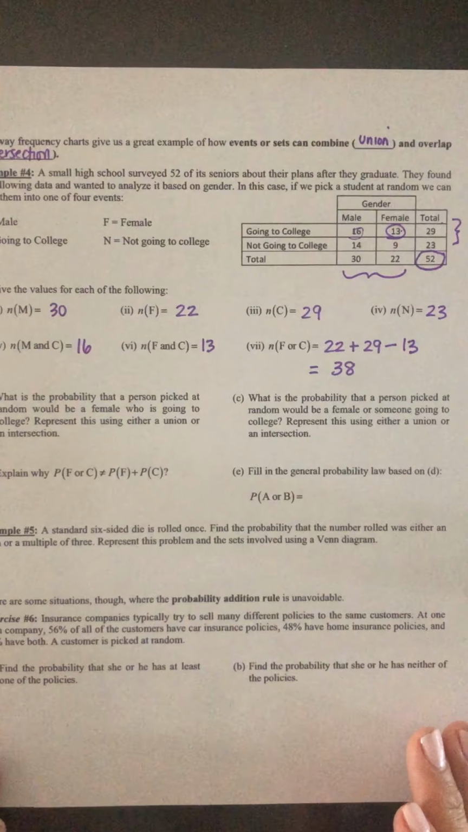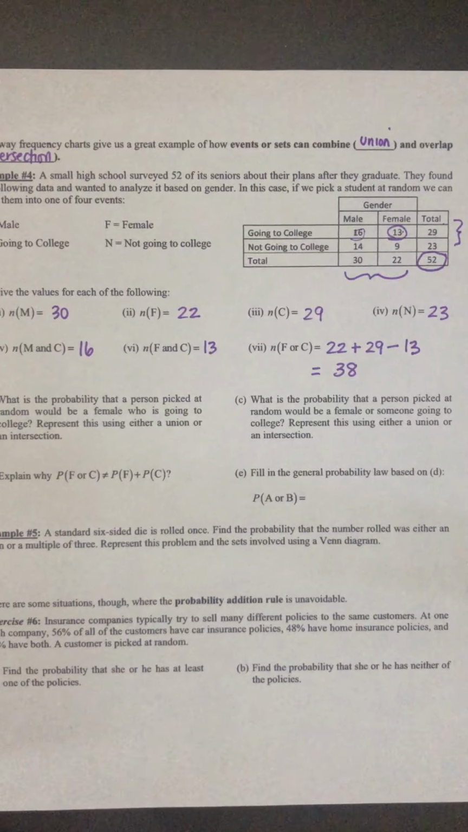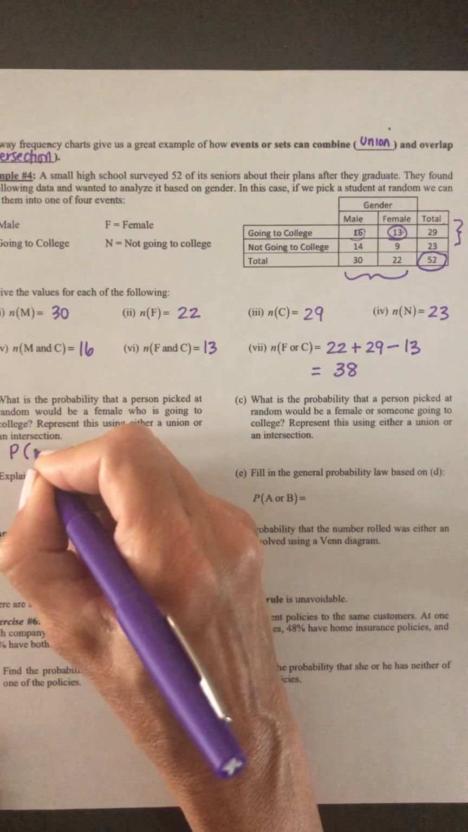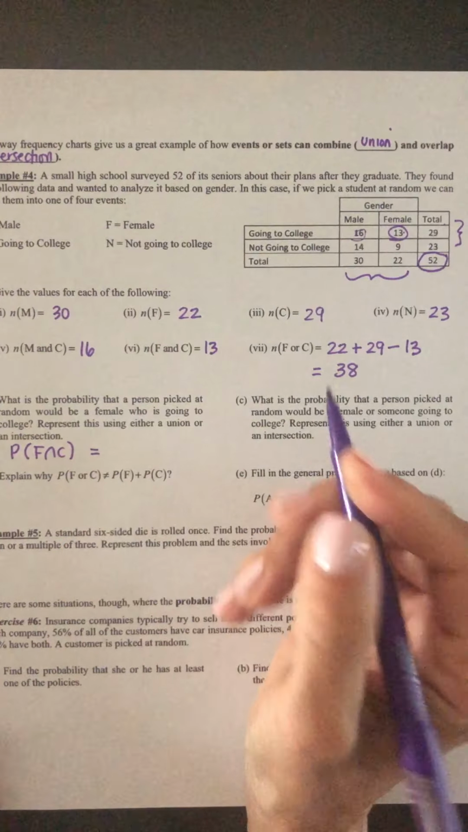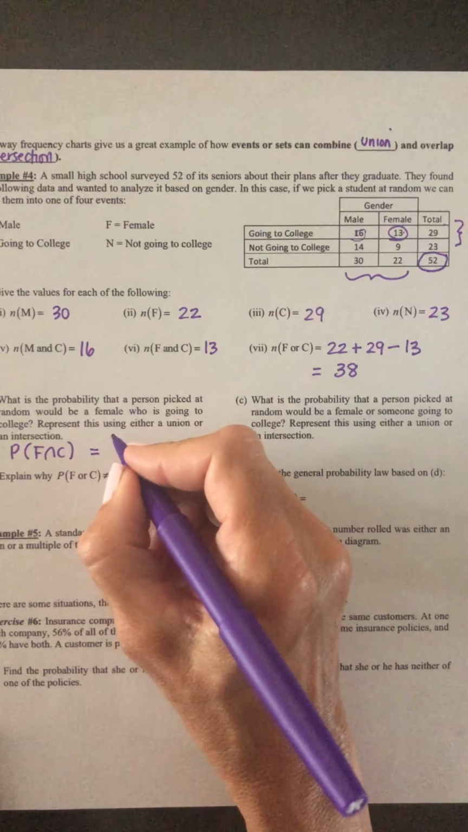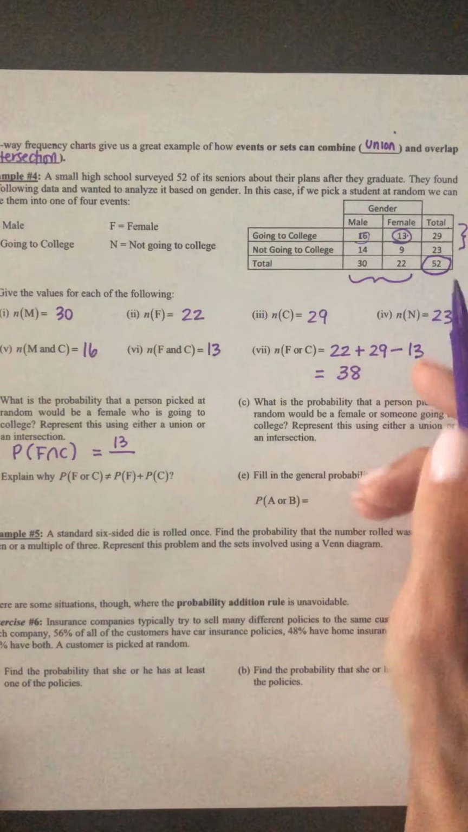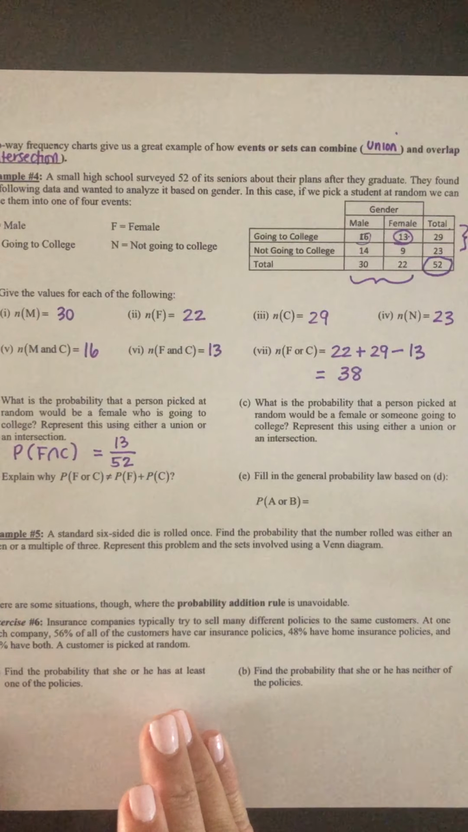All right, now we're going to do some probabilities. So part out of whole. Part B. What is the probability that a person picked at random would be a female who is going to college? So the probability of a female and going to college. Part out of whole. How many people are female going to college? Female going to college is 13. Now, the whole represents the whole amount of people that were surveyed. There were 52 people surveyed. So 13 out of 52 is your probability.